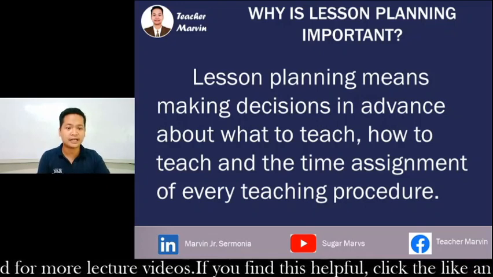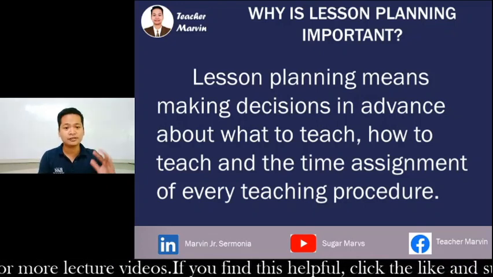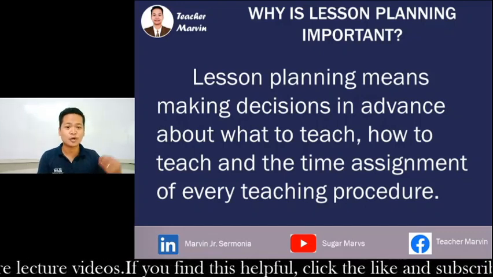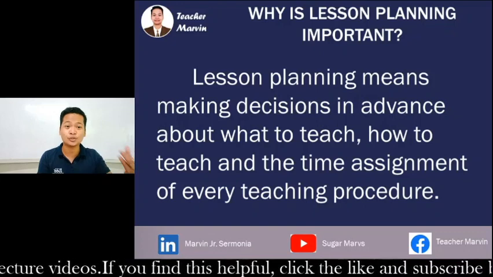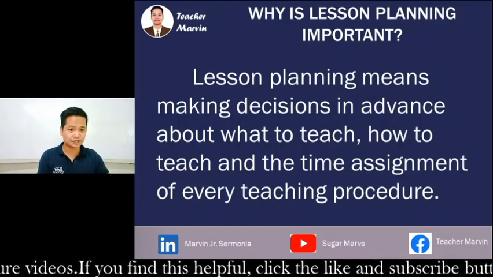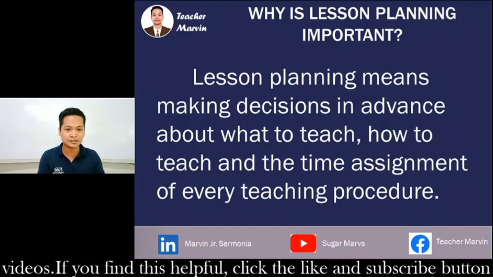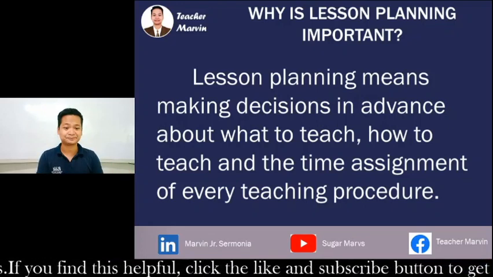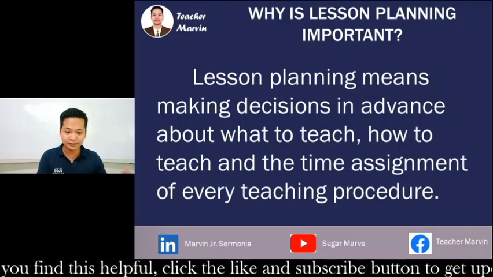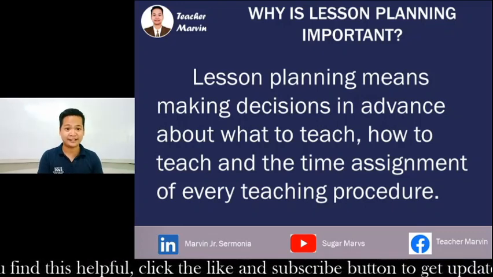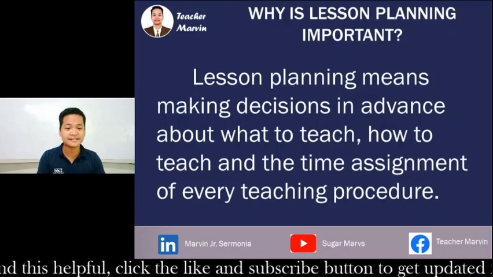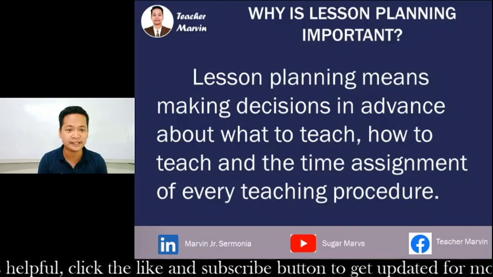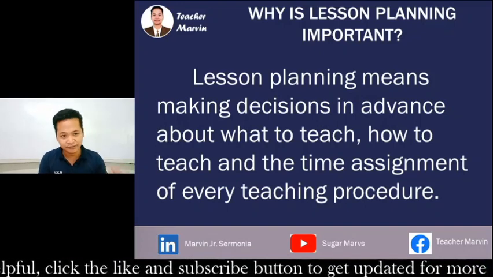After knowing the topic, of course, you need to think of teaching strategies. How are you going to teach the lesson to your pupils? What approaches, teaching strategies, teaching procedures, teaching techniques are you going to use to deliver your lesson? And of course, you need to consider the time assignment. So after 45 minutes, for example, or after an hour, you must have finished already your lesson. So you have already delivered the lesson.